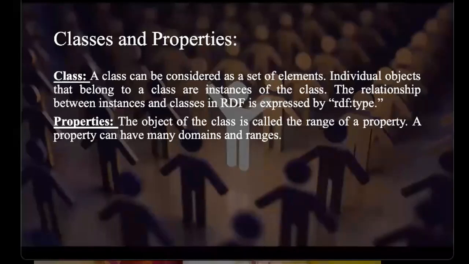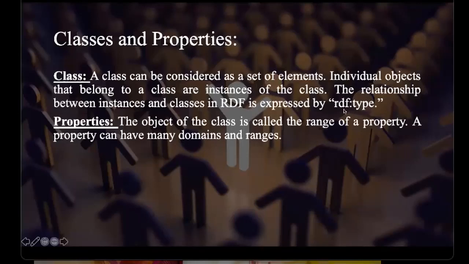So what are classes and properties? To describe a specific domain, we specify the things we want to talk about. We can talk about either individual objects, resources, or classes that define types of objects. A class can be considered as a set of elements. Individual objects that belong to a class are instances of the class. The relationship between instances and classes in RDF is expressed by rdf:type. It will be represented like this.